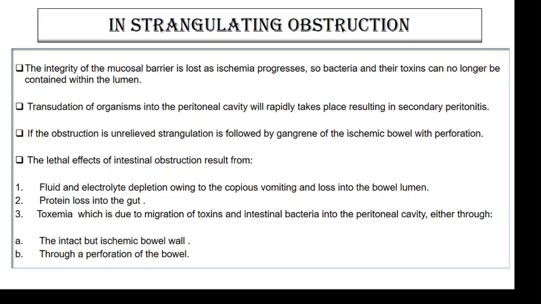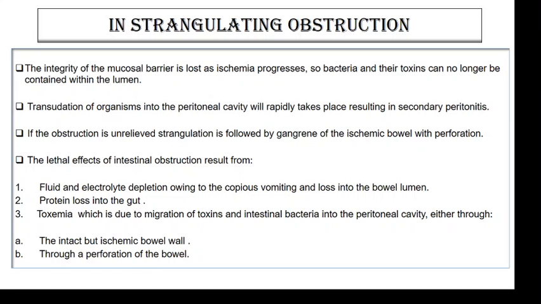In strangulated hernia, the integrity of the mucosal barrier is lost. As the ischemia progresses with time, the bacteria and their toxins can no longer be contained in the lumen, and transudation of microorganisms into the peritoneal cavity will rapidly take place, resulting in secondary peritonitis. If the obstruction is unrelieved, strangulation is followed by gangrene of the ischemic bowel and perforation.